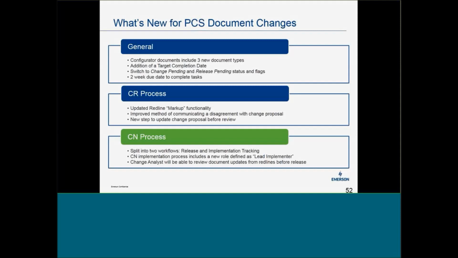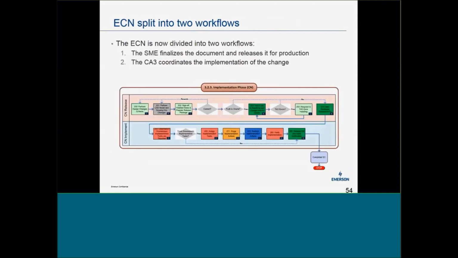Okay, and in the CN process, we have a more major change: the CN is split into two workflows, the release and the implementation tracking workflow. The CN implementation process will also include a new role defined as the lead implementer, and then the change analyst will be able to review document updates from the red lines before the CN is released. So the two workflows now in the CN phase are the release workflow and the implement workflow.